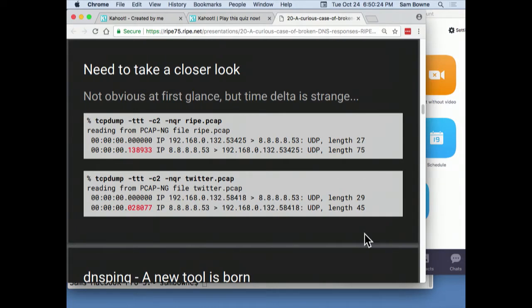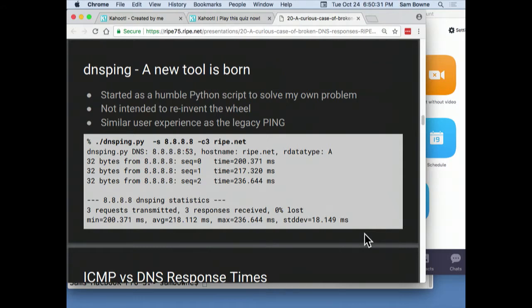This is the kind of TTL you'll see if it's really traveling, to another city or another country. All right. Anyway, so he wrote DNS Ping.